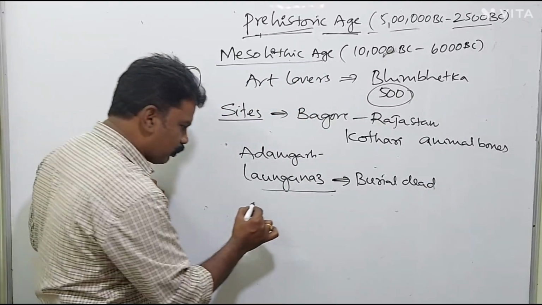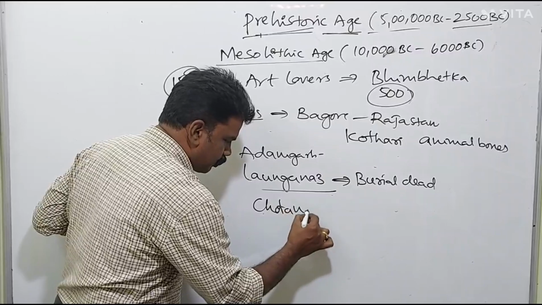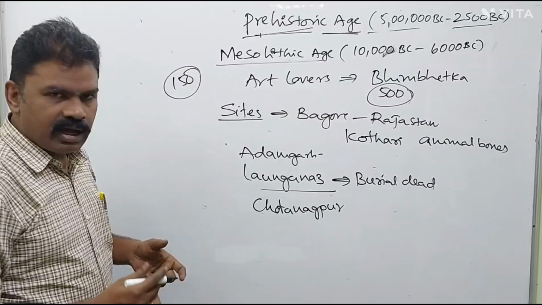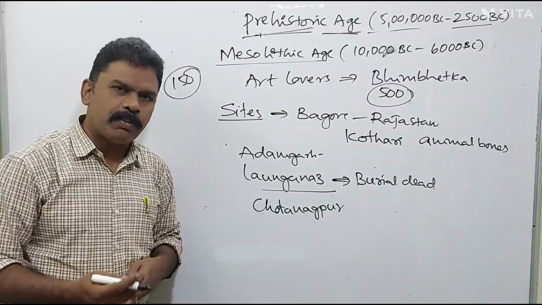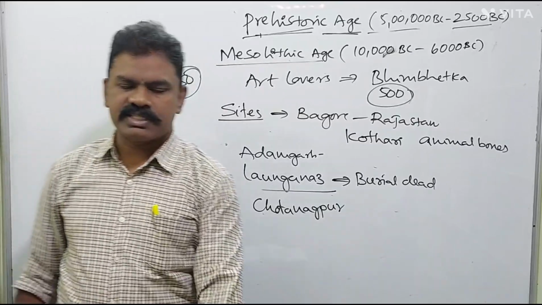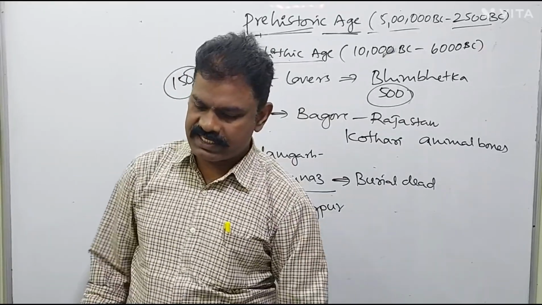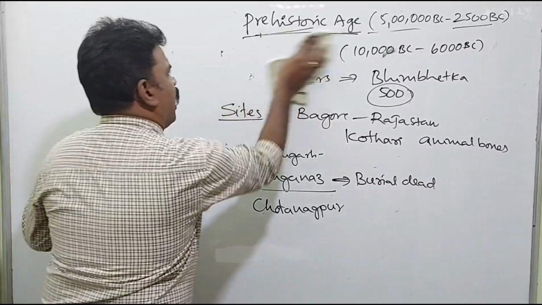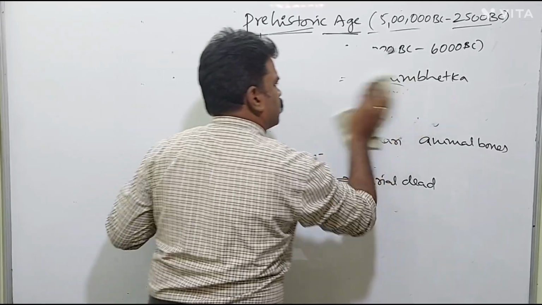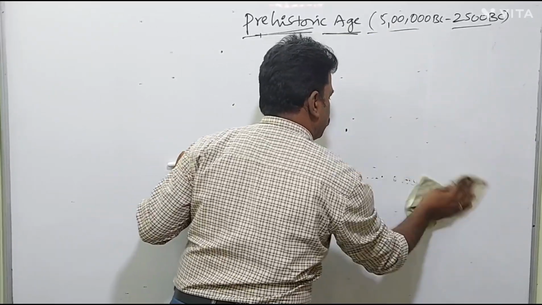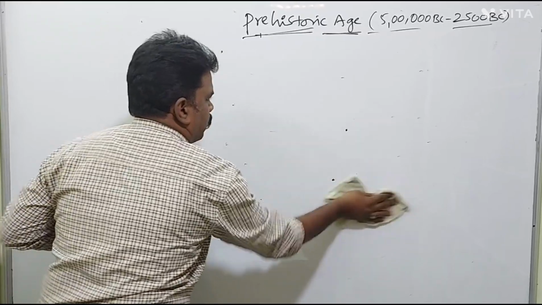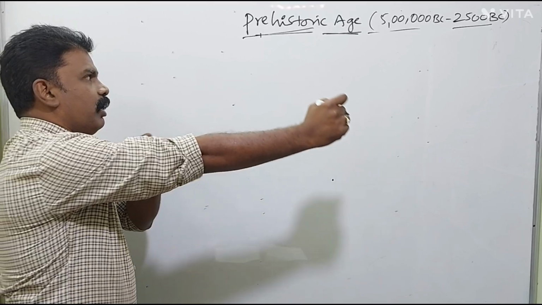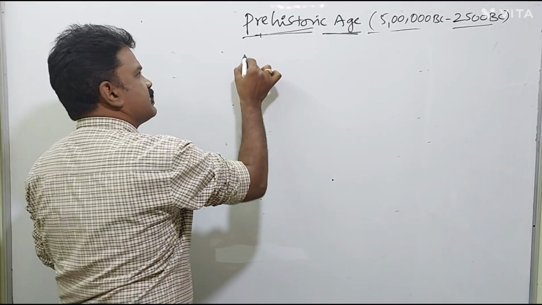Next, Chota Nagpur, another place. Along with Chota Nagpur, South India, the river bank of the Krishna, Mirzapur in UP, and several other places belonging to this age have been found. This is about the Mesolithic age. After the Mesolithic age, we are going to start the Neolithic age. Remember one thing, the Mesolithic age is a transition period between the Paleolithic age and the Neolithic age.